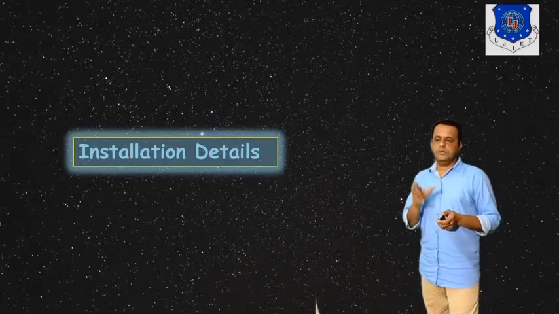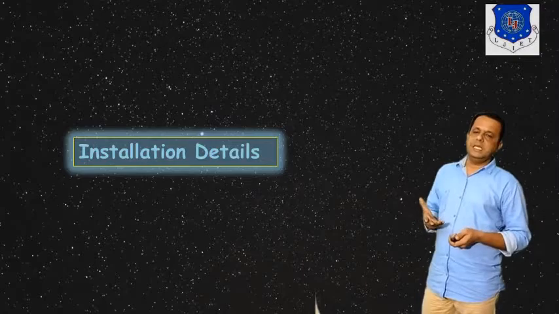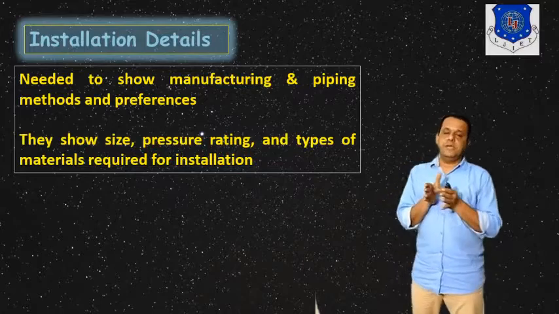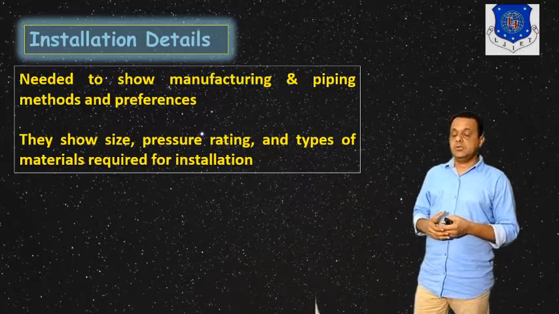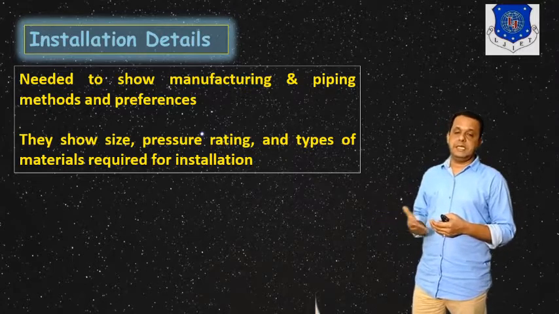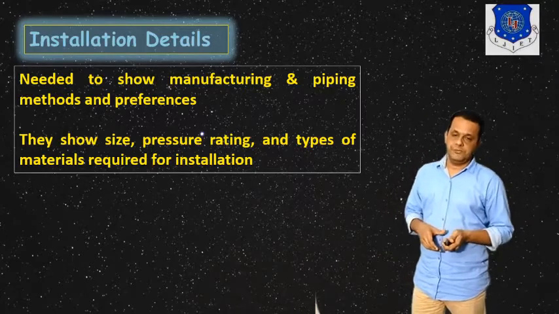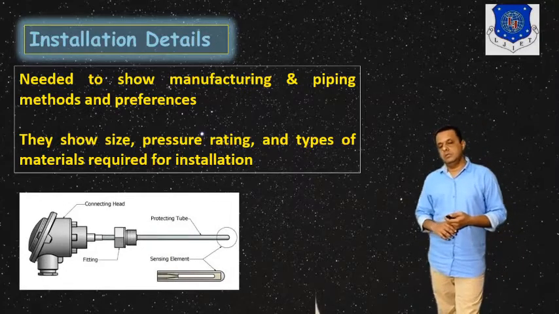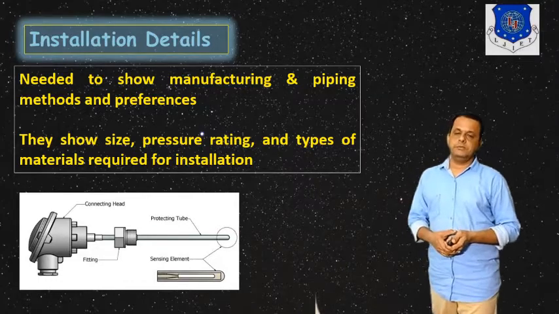Further, installation details. Installation details tell you, if you use one particular instrument or device, what is to be done. It shows the manufacturing and piping methods and preferences when we talk about the instrumentation project, and it shows what pressure ratings are there, or what size and type of material are required at the time of installation. Here I show you one example of an RTD for temperature measurement, a popular analog device we use for temperature measurement.